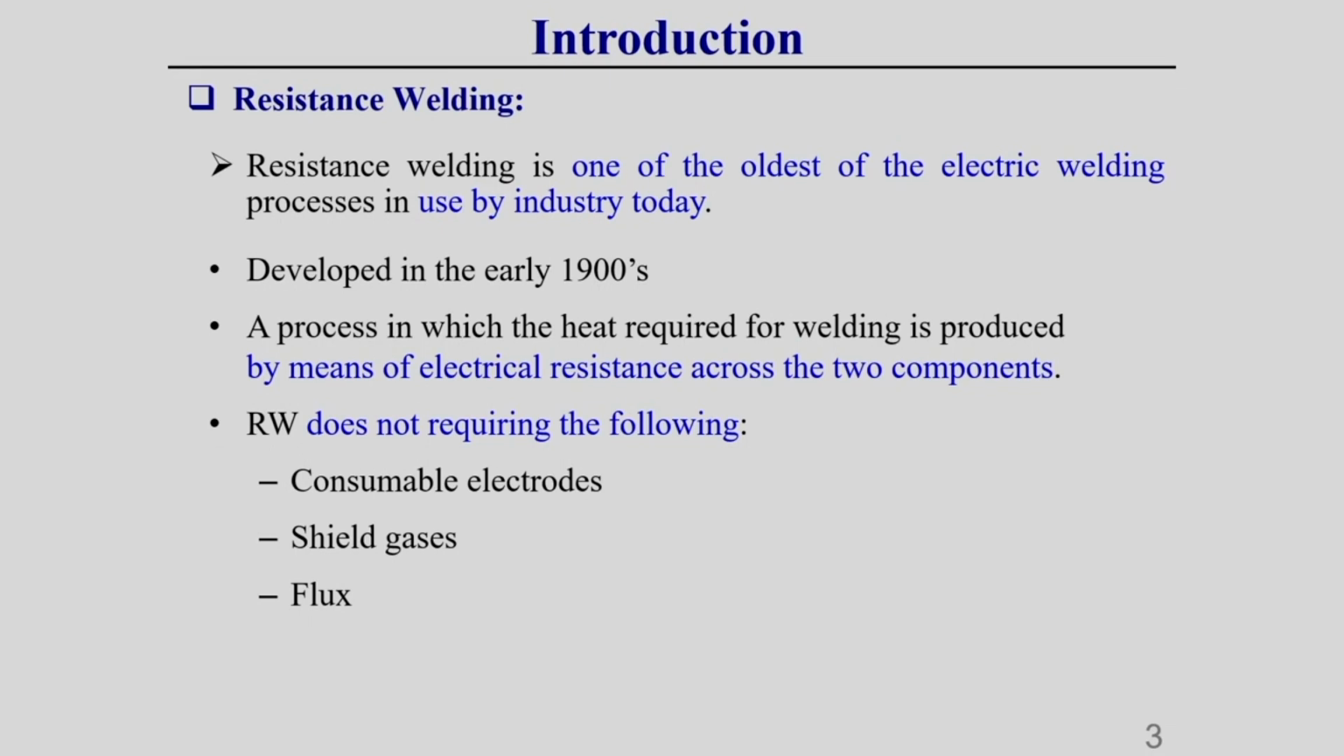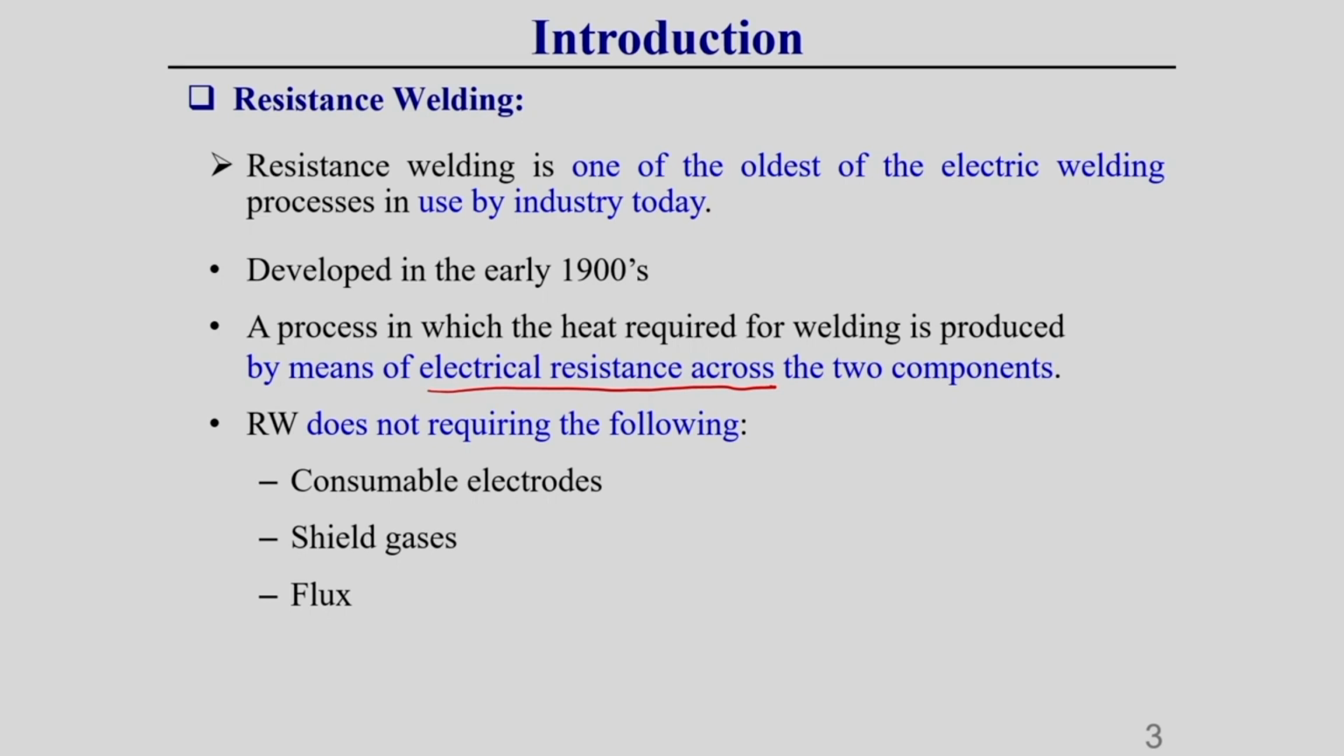It was developed in the early 19th century. This is a process in which the heat required for welding is produced by means of electrical resistance across the two components. This you just keep in mind. This is the main thing required in the resistance welding process. Whatever the resistance is between the two workpieces, that resistance helps to join the workpieces. What I am telling, understand.